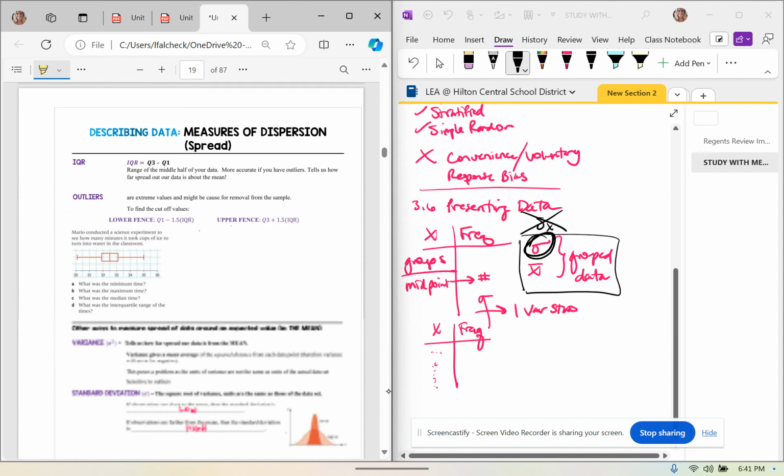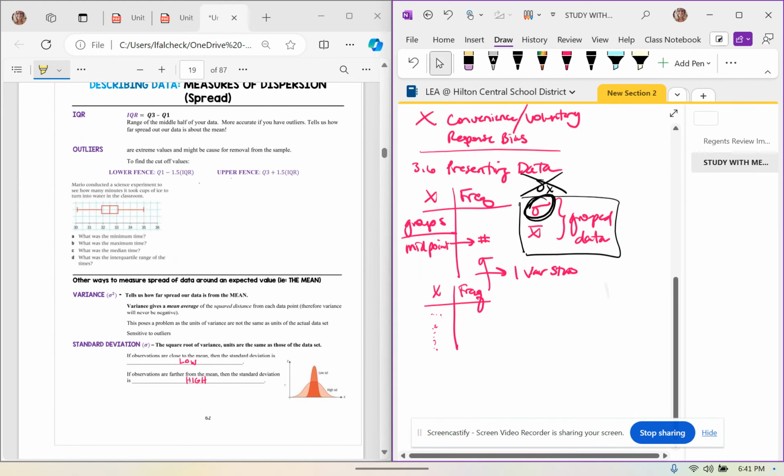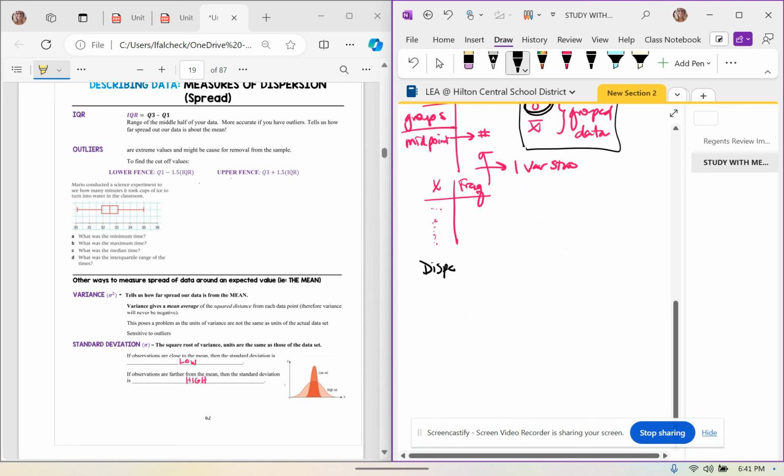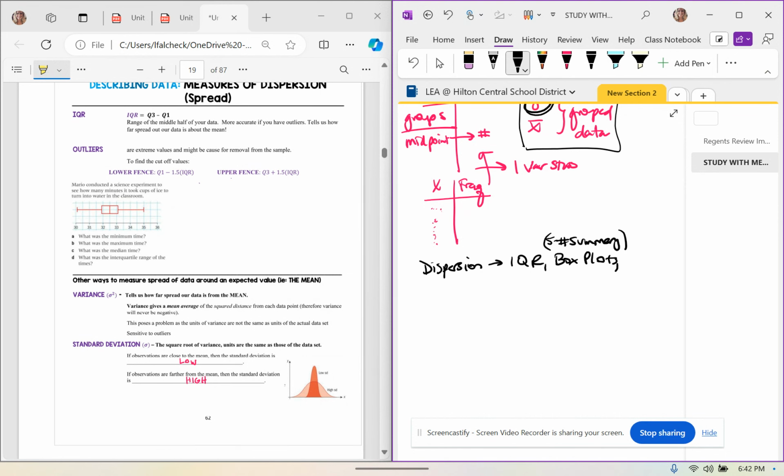Measures of dispersion, that's going to be how spread out your data is. And the things that we use for dispersion are going to be the IQR, box plots. Box plots are generated right from the 5-number summary. And the standard deviation. Okay, so remember that the standard deviation is the square root of the variance. So the variance is the standard deviation squared. Then if we wanted to find the standard deviation from there, we would take the square root of the variance. Okay.